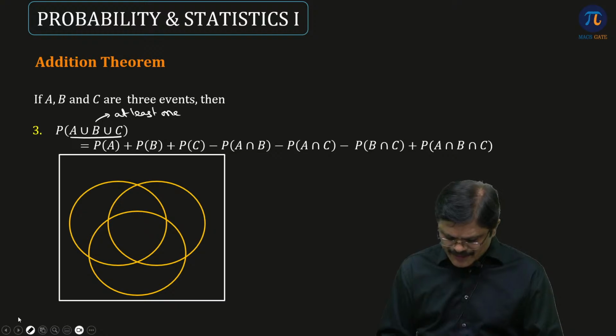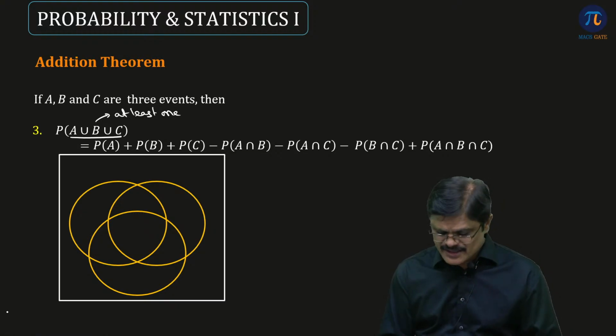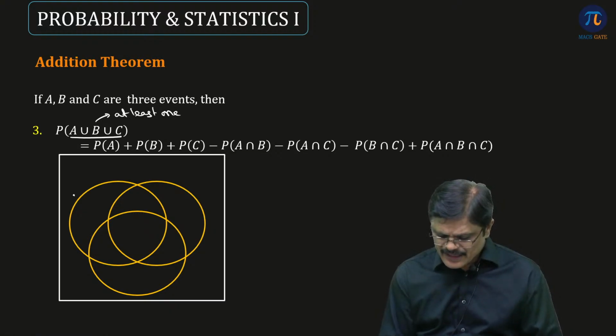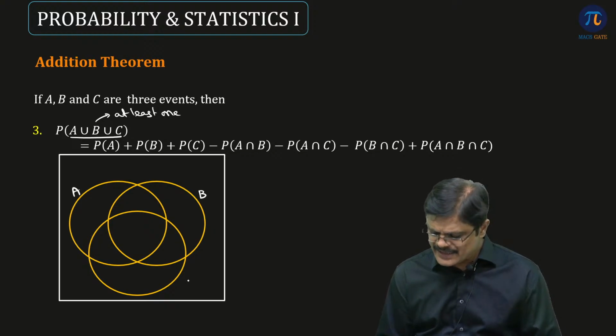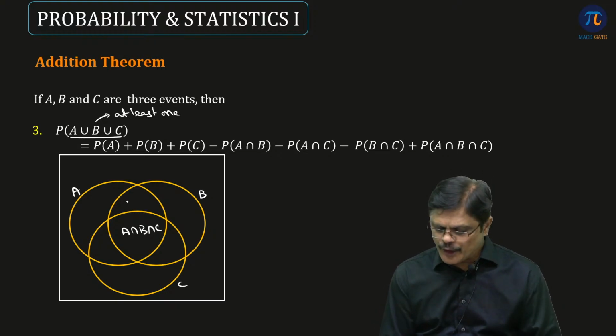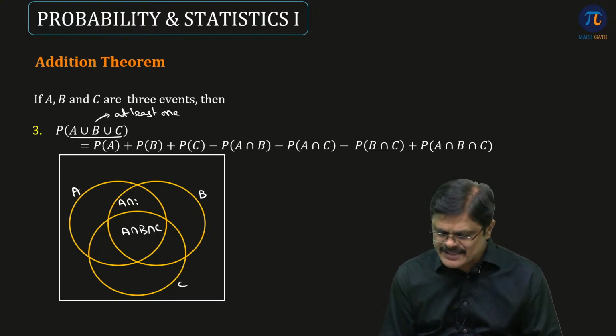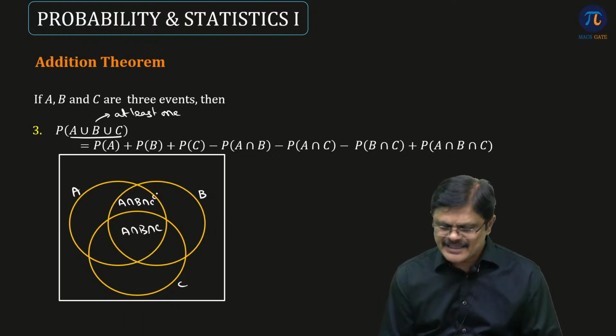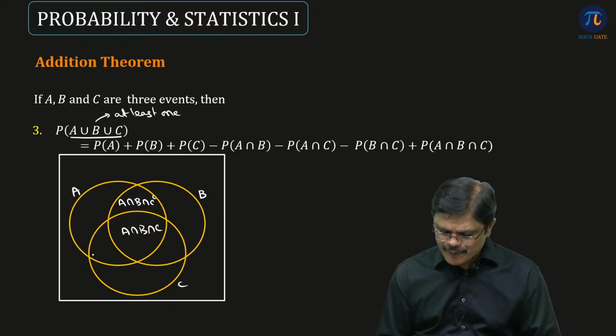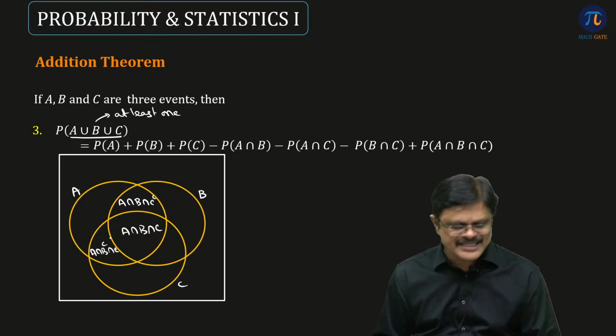So here we are having different portions. Suppose we call them A, B and C. The innermost part is A, B, C, all three are present. In this portion, A, B are present, but which one is absent? C is absent. Here, out of A, B, C, A, C are present, B is absent.